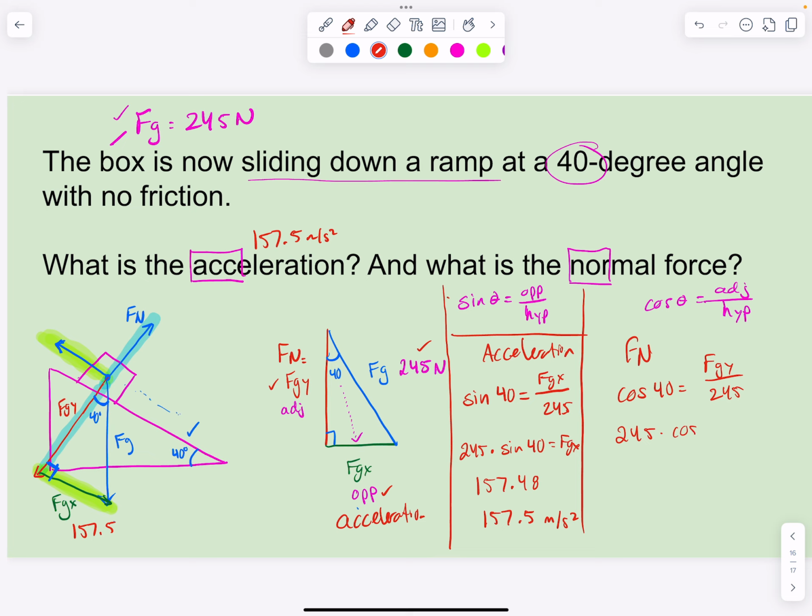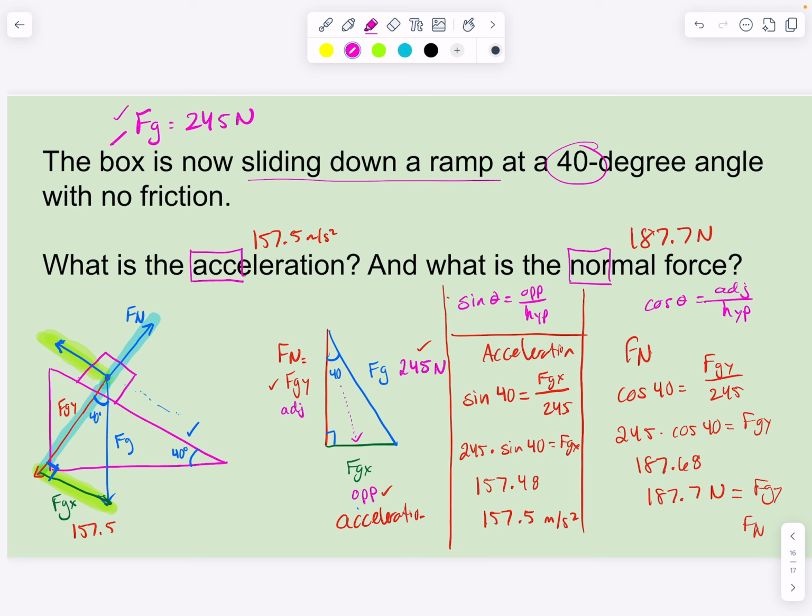So 245 times cosine of 40 gives me my FGY, which is still Fn. And that's going to give me a value of 187.68. If I did the nearest tenth, I would say 187.7 newtons of force is equal to not just FGY, but also my normal force, 187.7 newtons.